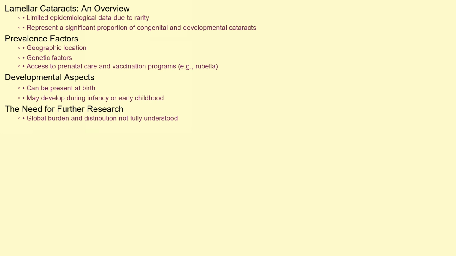The prevalence can vary depending on geographic location, genetic factors, and access to prenatal care and vaccination programs against diseases like rubella. While these cataracts can be present at birth, they may also develop during infancy or early childhood. Further research is needed to fully understand the global burden and distribution of lamellar cataracts.